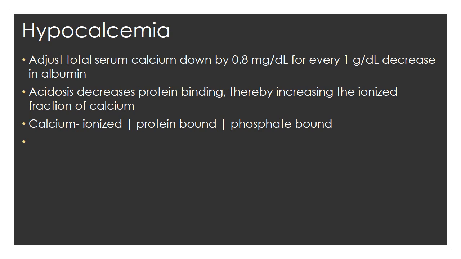One needs to remember that you need to adjust the total serum calcium lower by 0.8 for every 1 gram decrease in albumin. Second of all, during acidosis, there is decreased protein binding of calcium, therefore the fraction of ionized calcium is going to increase. So keep this in mind to adjust in the conditions of hypoalbuminemia and acidosis.